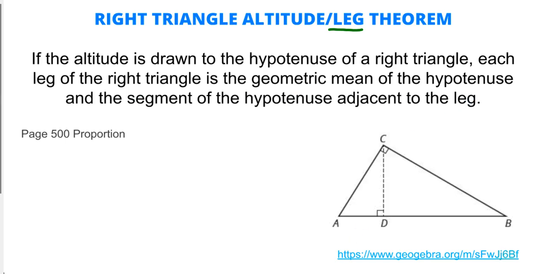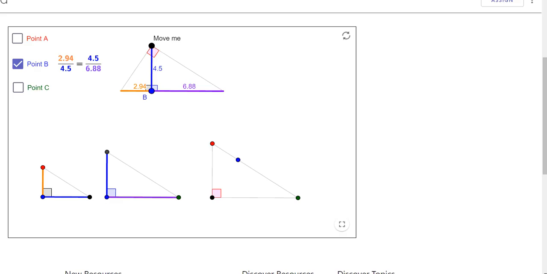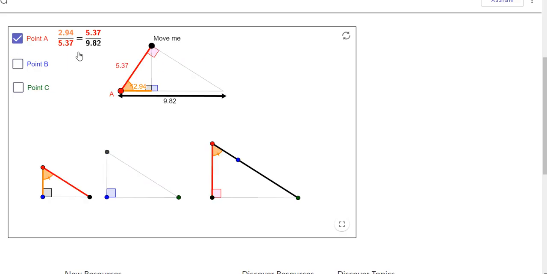Well, let's look at what this means with our picture. I'm going to click on point A. If I look down here, this small triangle, orange and red: short leg over hypotenuse would be orange over red. Then I look over here, I have red again and black. If I do short leg over hypotenuse, I have the red used twice. So this is the geometric mean. If I have this length, I will use it twice, this length once, and the whole length once.